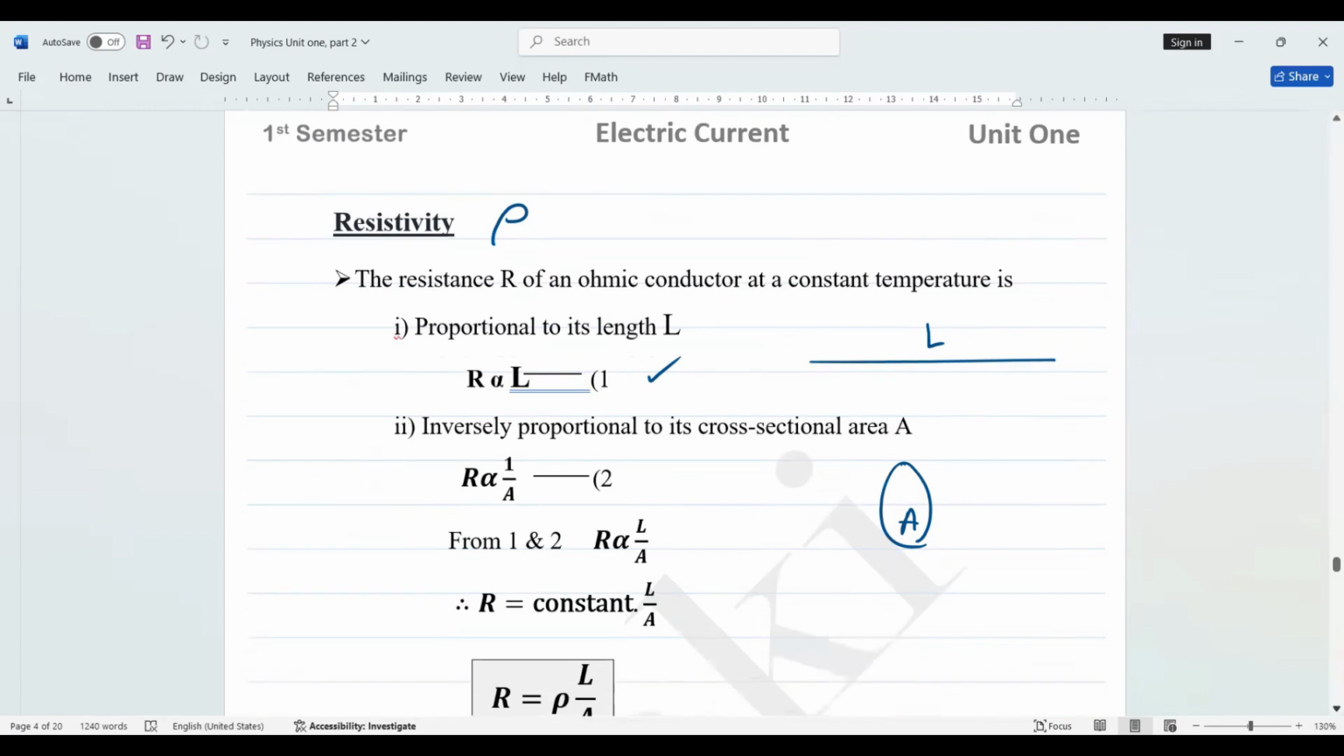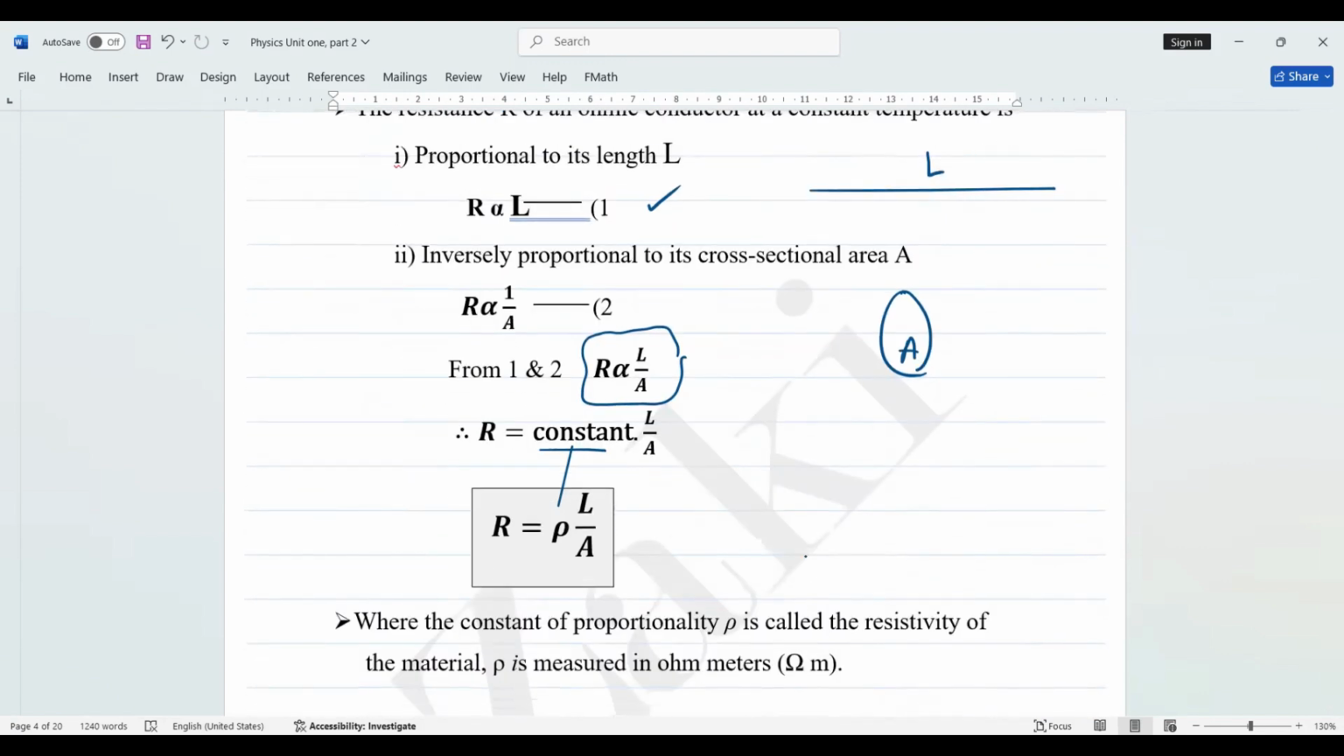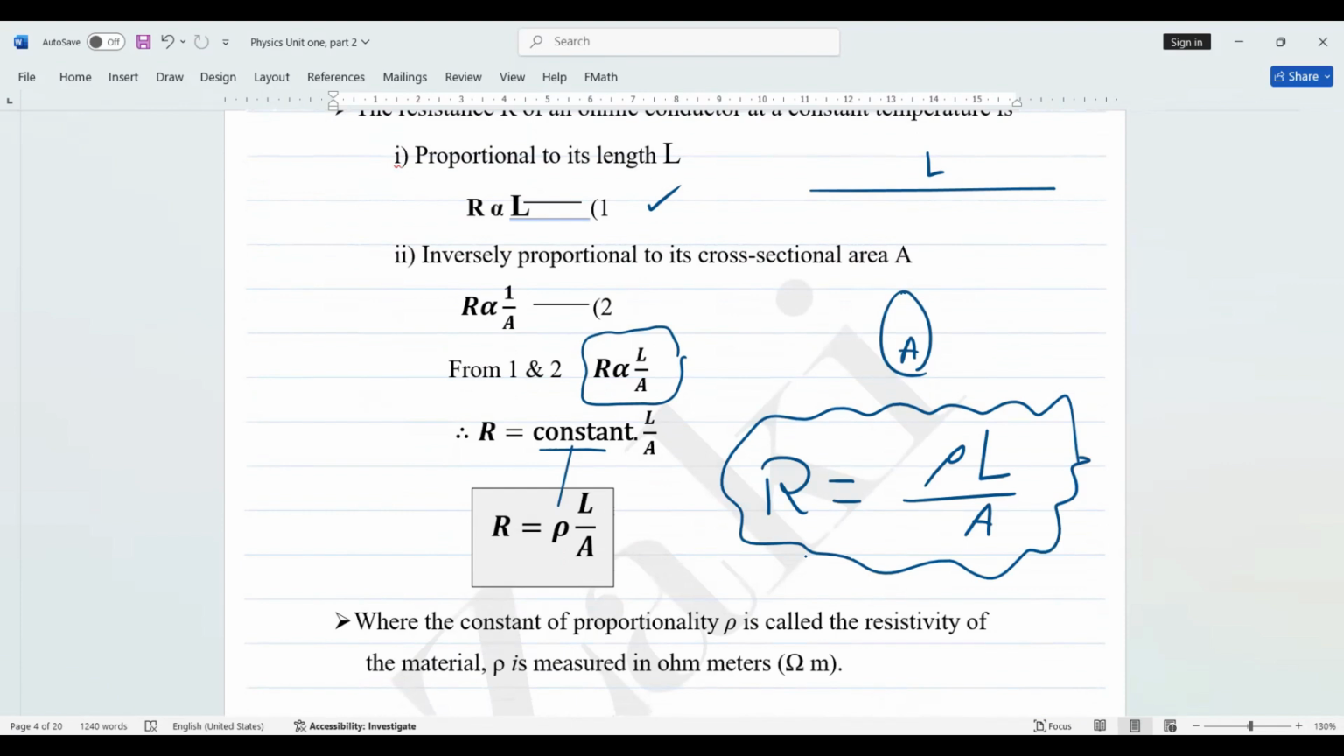Then we can say the resistance is directly proportional to the length and inversely proportional to the area. Then we can say the resistance equals a constant multiplied by L over A. This constant depends on the material and is called resistivity, denoted by rho. Then this is the formula: R equals rho L over A. Rho is a constant that depends on the material, called resistivity. Its unit is ohm meter.